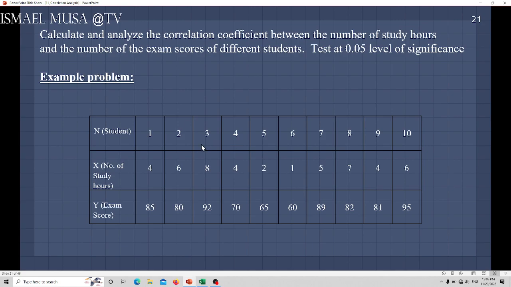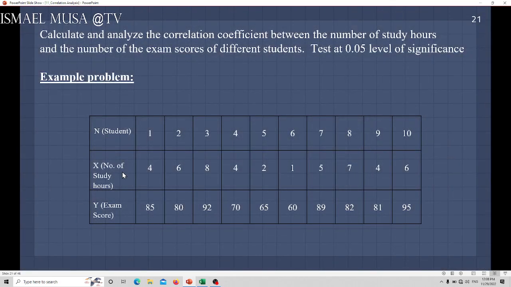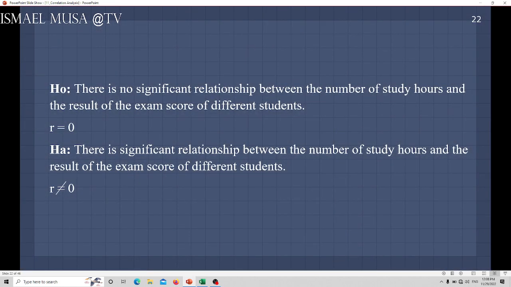Okay? So you are to determine, now, what's the problem? The problem is, you want to establish whether there is a significant relationship between the number of study hours and examination scores of different students. Okay, so that's your problem. And if that is the statement of the problem, this is your conjecture or your hypothesis. So you have the H0 and the HA. Okay? So as you notice, class, the only difference between H0 and HA is the word no.